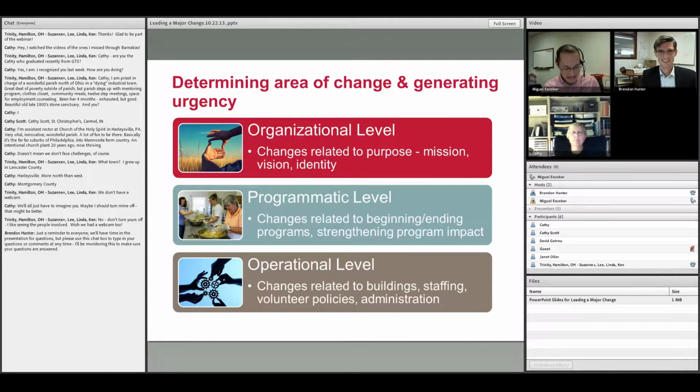let's talk about determining an area of change and generating urgency around the need for change. Any organization, congregations as well, can basically be divided into three areas. There's the organizational level, which at the very top covers questions of purpose, mission, vision, and identity. There's a programmatic level, which connects to your feeding ministries and your youth programs. Often we just describe them as programs. And then there's the operational level: any changes related to building, staffing, volunteer policies, or administration.